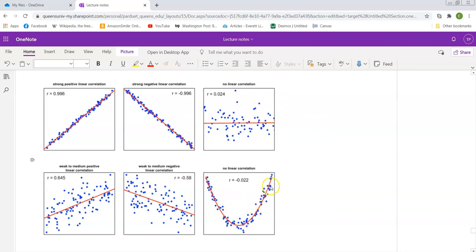Interestingly, this one down here, you can see a relationship, but it's parabolic. And because it follows a non-linear trend, the correlation doesn't show how strong that relationship is. So the correlation coefficient is not going to pick up on that relationship. So it's important not only to do the correlation coefficient, but also to do the graph so that you don't miss something.